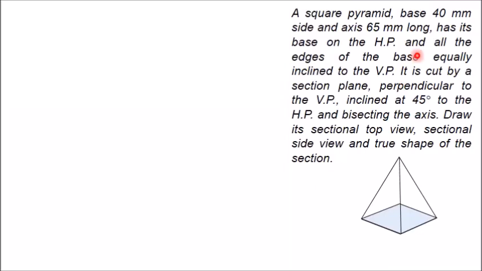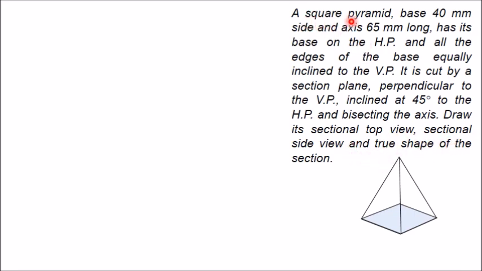A square pyramid, base 40 mm side and axis 65 mm long, has its base on the HP and all the edges of the base equally inclined to the VP. It is cut by a section plane perpendicular to the VP, inclined at 45 degrees to the HP and bisecting the axis. Draw its sectional top view, sectional side view and true shape of the section.